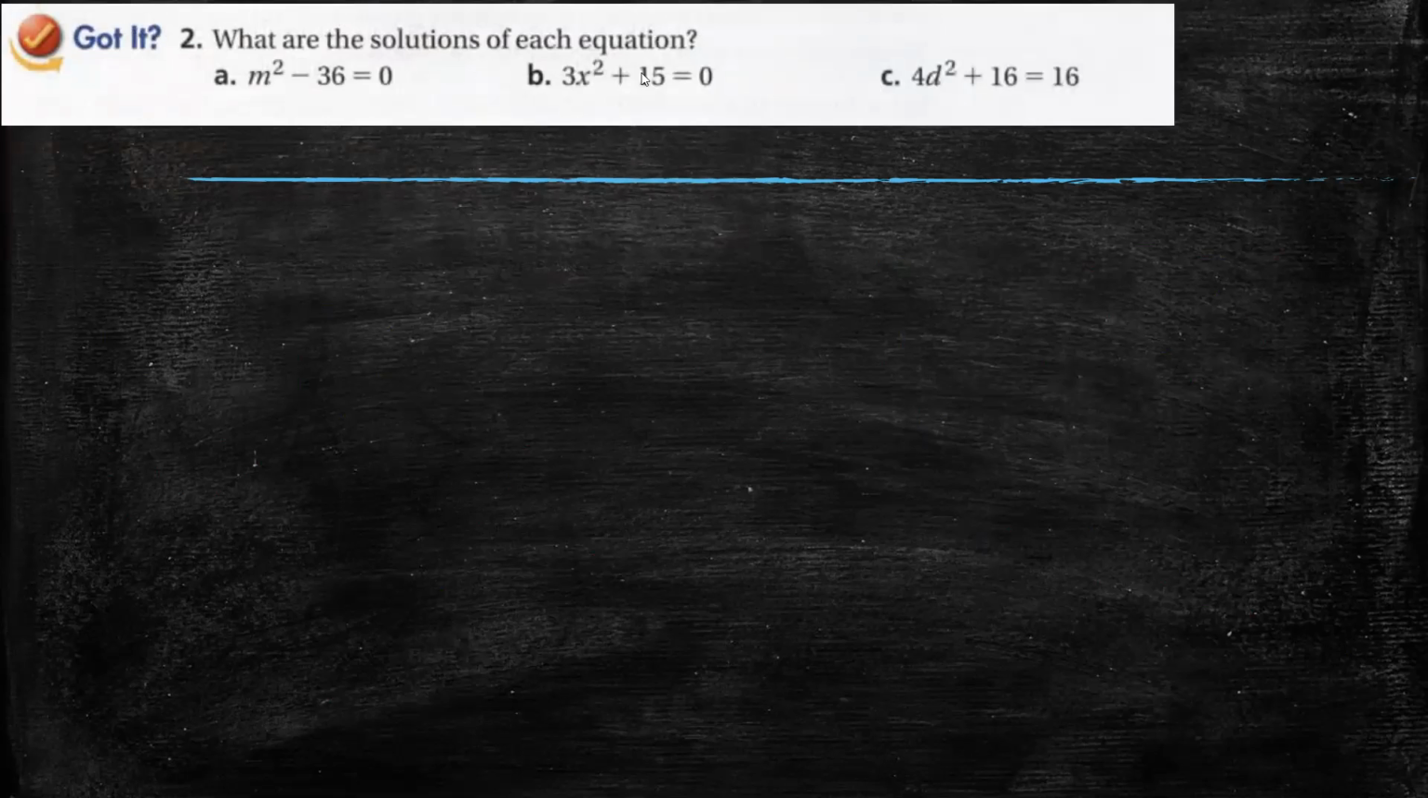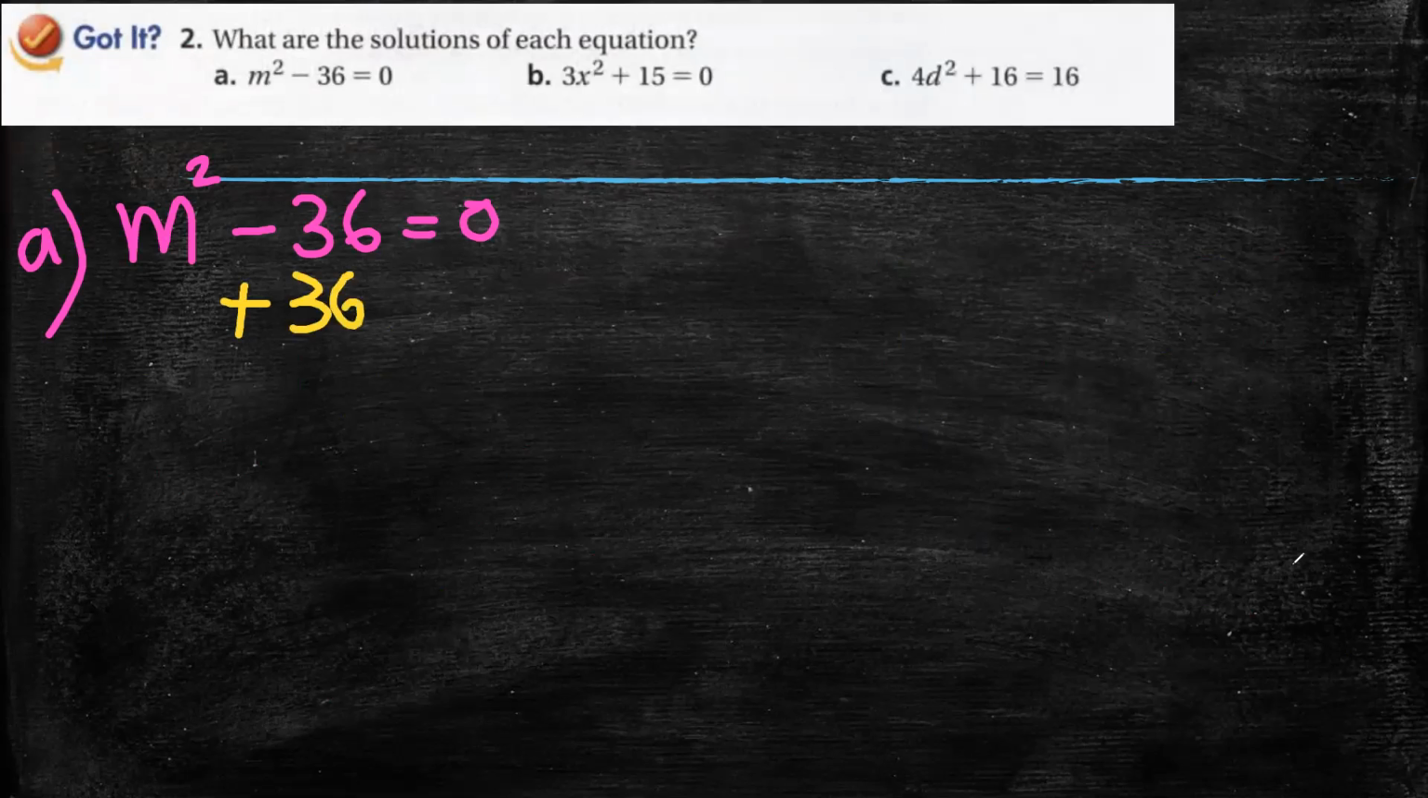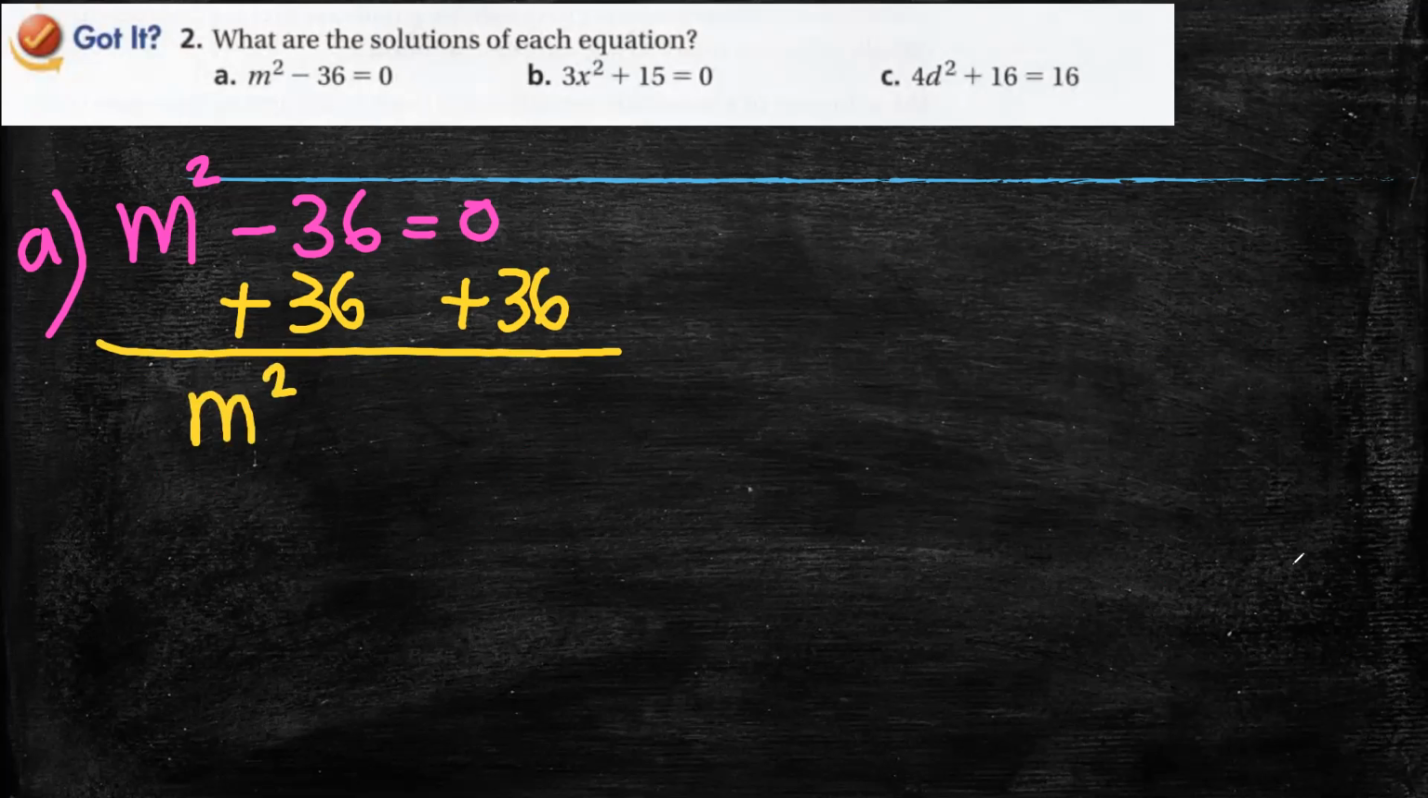What are the solutions of each equation? Look at A now here. We have m squared minus 36. As I told you, I have to isolate the variable in one term and the numbers in the other term. Here 36 is subtracted from the variable. What is the inverse operation of subtraction? Adding. Adding 36. So m squared is equal to what now? 36. But I don't want m squared. I only want m. What do I have to do?